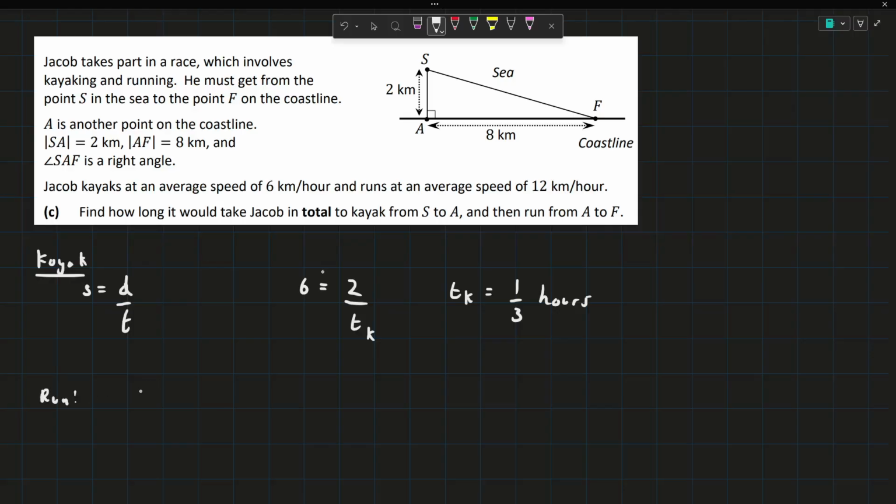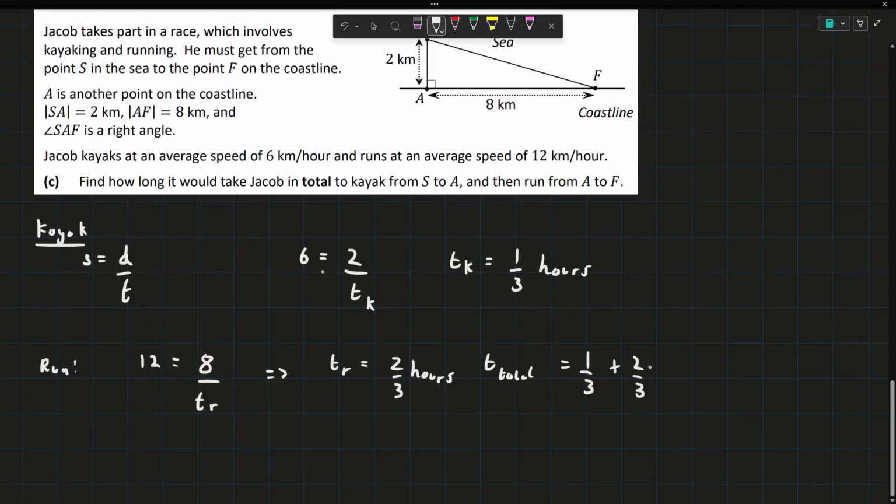So for the run, the speed is 12. The distance is 8, and the time we'll call TR. So this means that TR will be equal to 8 over 12, which is the same as 2/3. So we can say that the total time will be 1/3 hours plus 2/3. And again, this is in hours, sorry, TR, because everything here is in kilometers and hours.